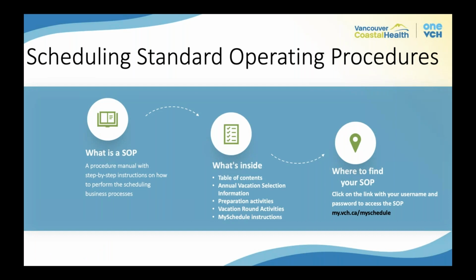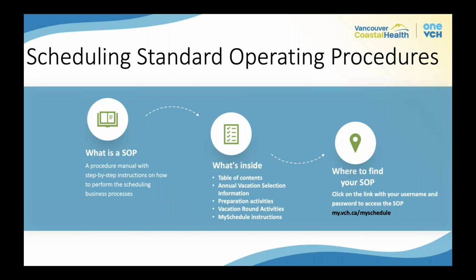So what is a SOP? A standard operating procedure is a step-by-step how-to guide with instructions on how to perform the scheduling business processes. Inside, you'll find a table of contents, annual vacation selection information, activities in which you should follow in order to prepare for the vacation selection process when the round opens on October 19th.